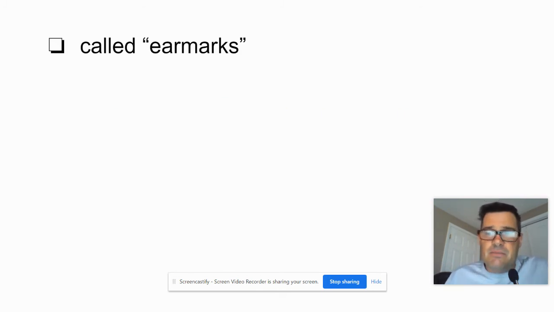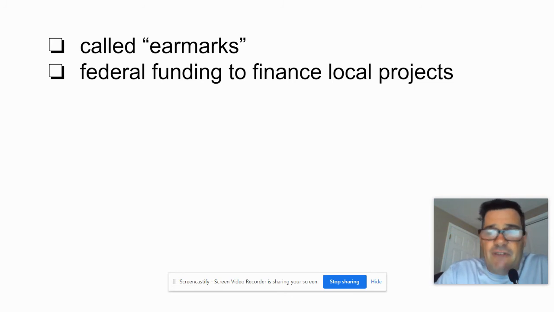To earmark something means to give it a specific purpose. The specific purpose is going to be like one person's district. Like pork barrel spending might be a new highway in a congressperson's district, or a new post office in a congressperson's district. It can be a very, very specific thing only for that one congressperson. And so it's federal funding to finance some sort of local project.